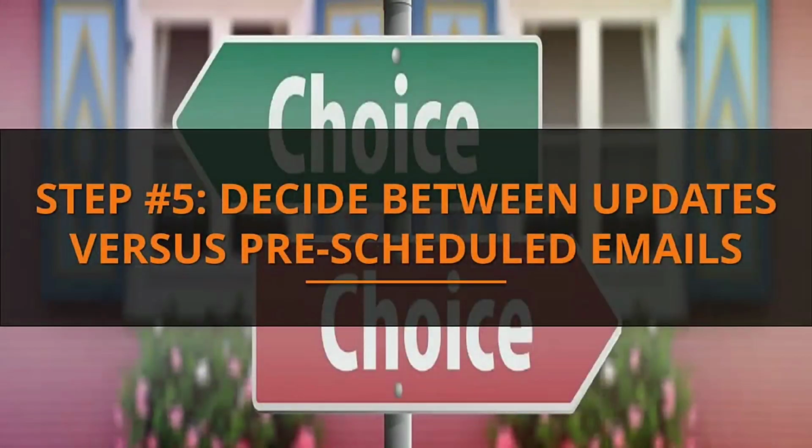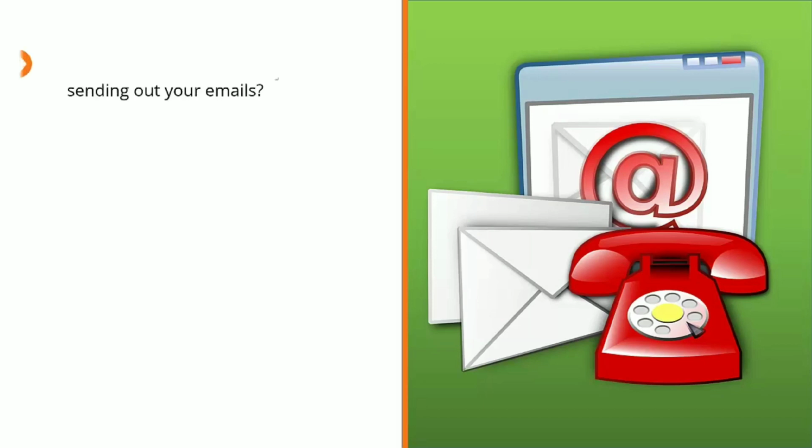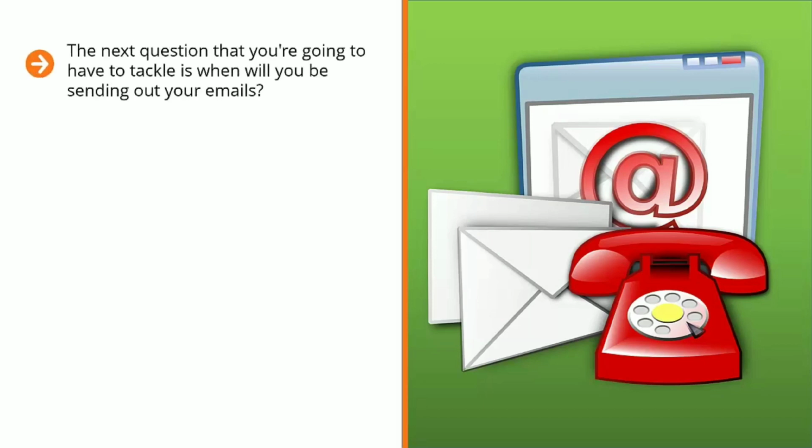Step number 5. Decide between updates versus pre-scheduled emails. The next question that you're going to have to tackle is, when will you be sending out your emails? You have to understand that your squeeze page sets up your list members' expectations. If you do things right, your list members should not be surprised that you're sending out emails to them. They should expect this information.